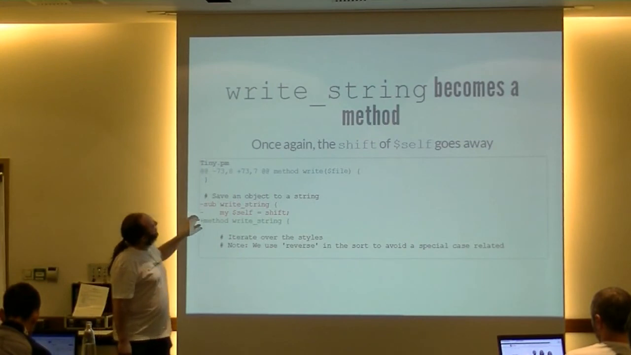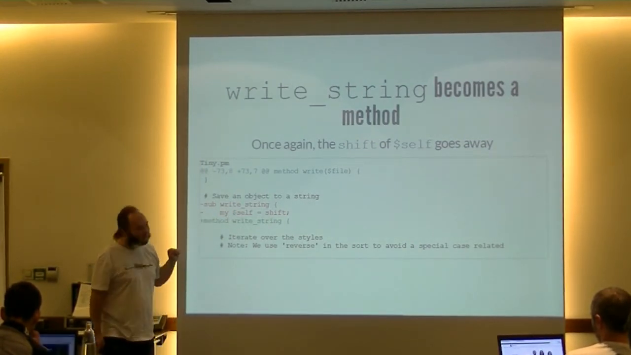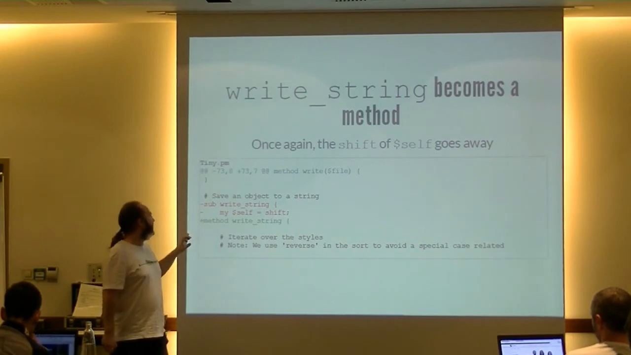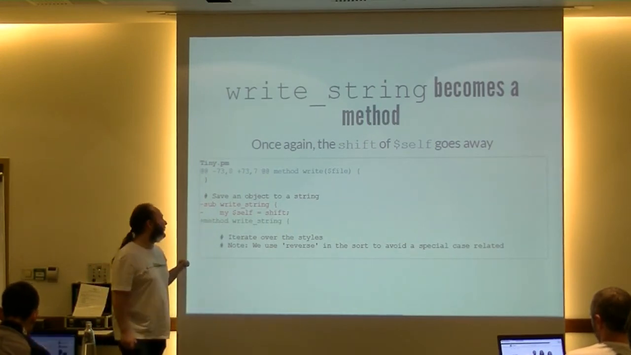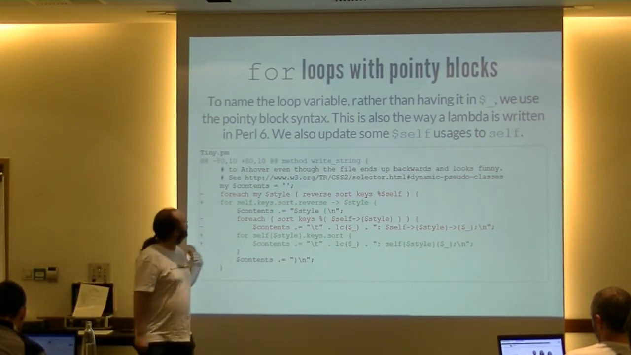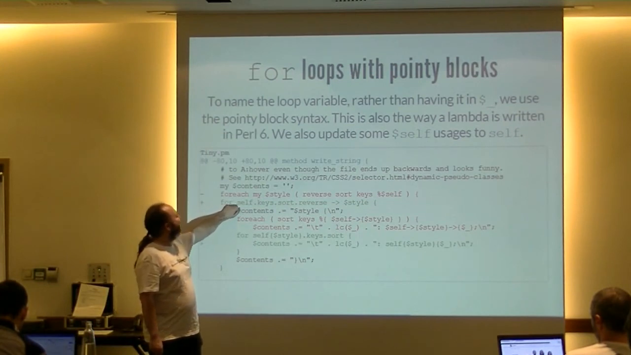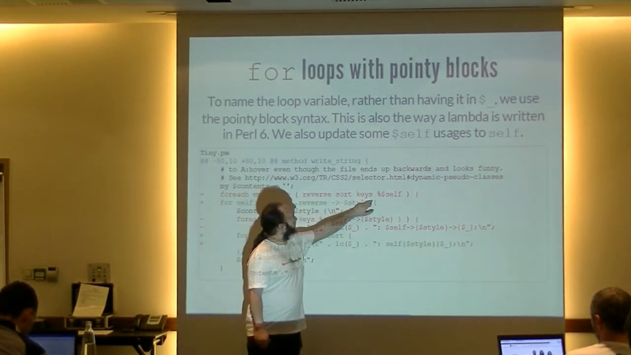Over here, we'll just look at write string. Very briefly, this one's much easier. And write string basically becomes a method as well. Let me show you a few of the transforms in here. Instead of foreach we have for, we knew that one. This again can just be flipped around.